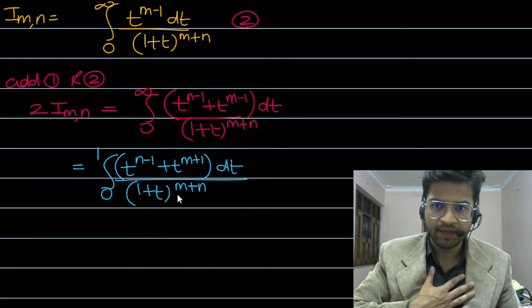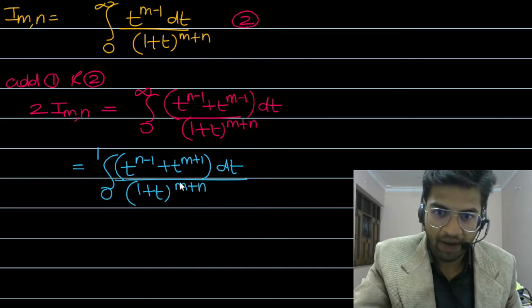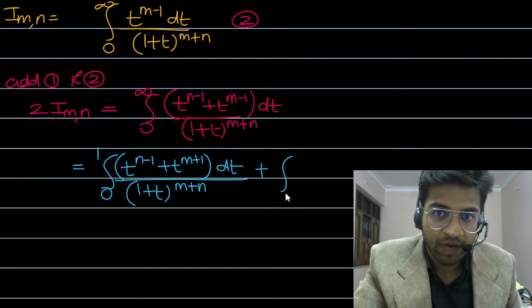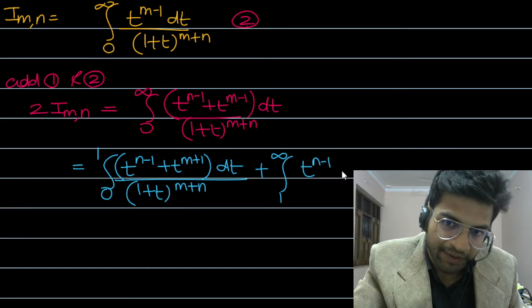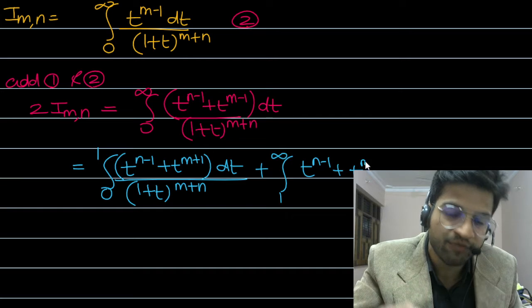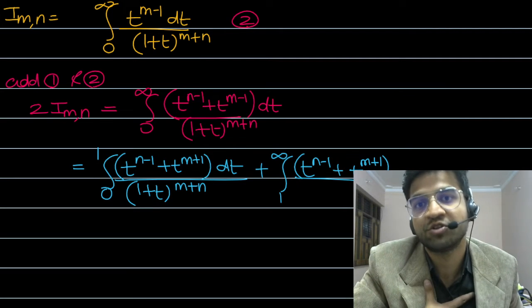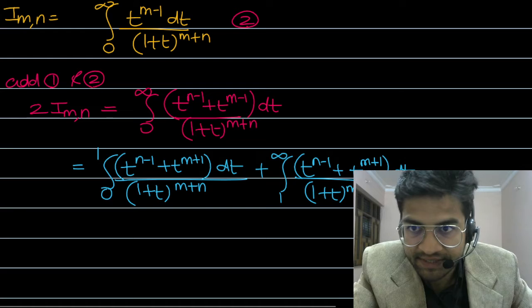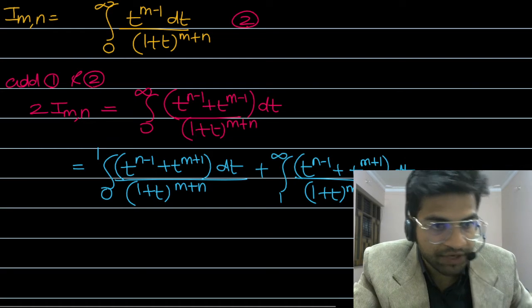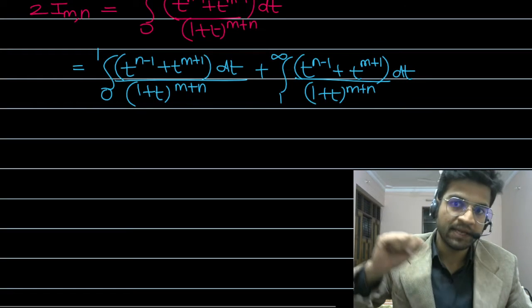This is what we need, but we cannot go ahead with this, right? We have one more part, that is 1 to infinity with the same expression, and that is the last point of contention which we need to resolve. I hope this screen is visible, or let me scroll it down. Fine. So this is 2 Imn.